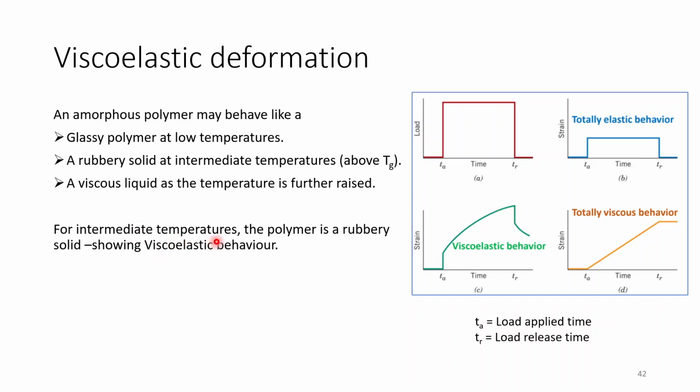Okay, so for intermediate temperatures, the polymer is a rubbery solid showing viscoelastic type of behavior. So here TA is the load applied time, TR is the load release time.